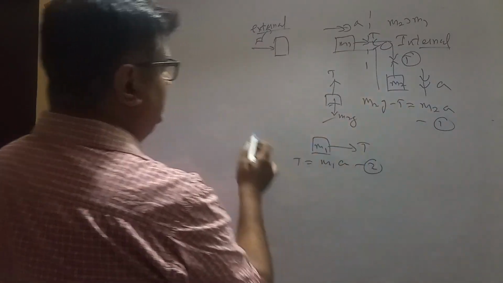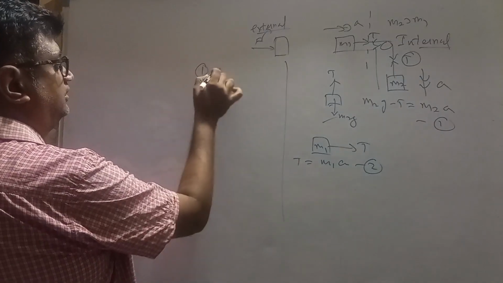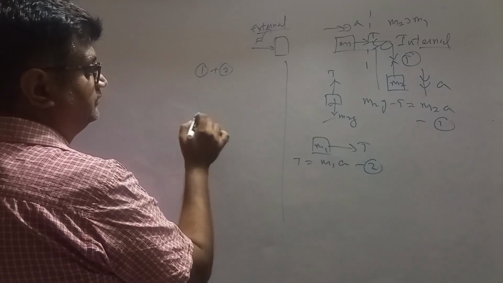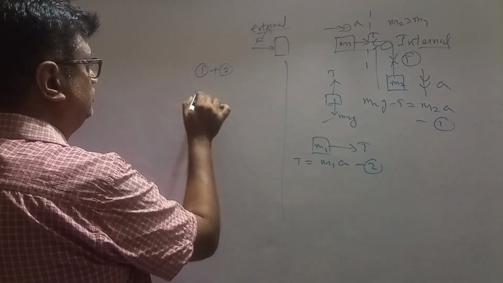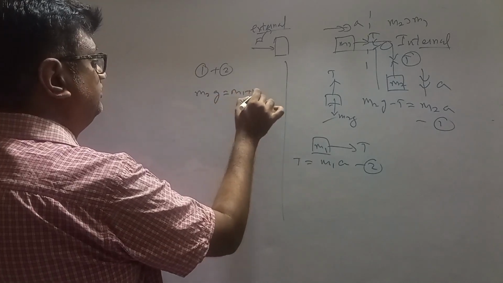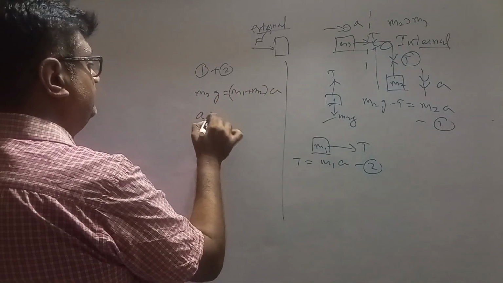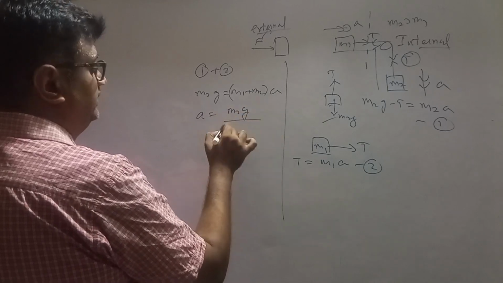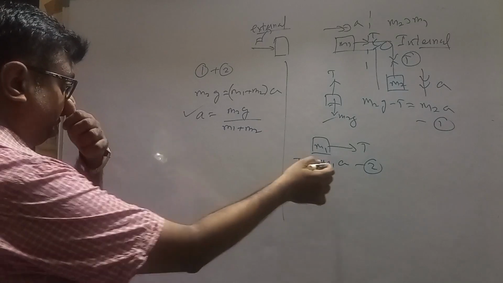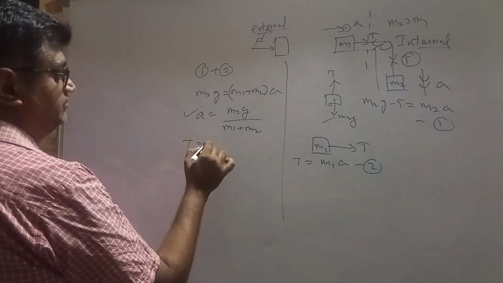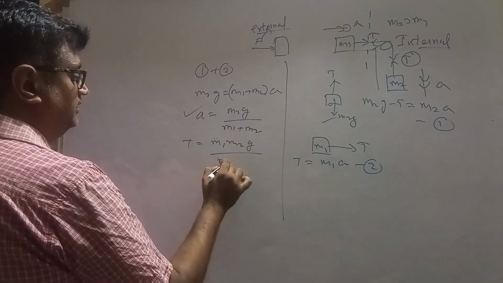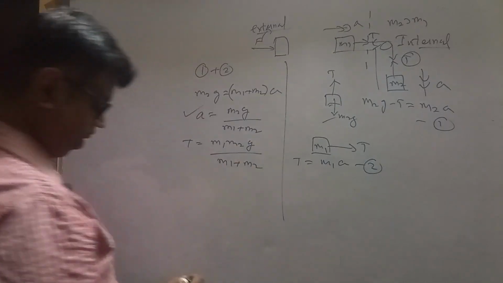If you simply add 1 and 2, T will be eliminated. So you are going to get m2g is equal to (m1 plus m2) into a. So a will be equal to m2g by (m1 plus m2). Because you have found acceleration, we can find out tension also. So tension will be equal to m1 into a, which is m1 m2g by (m1 plus m2). Okay.